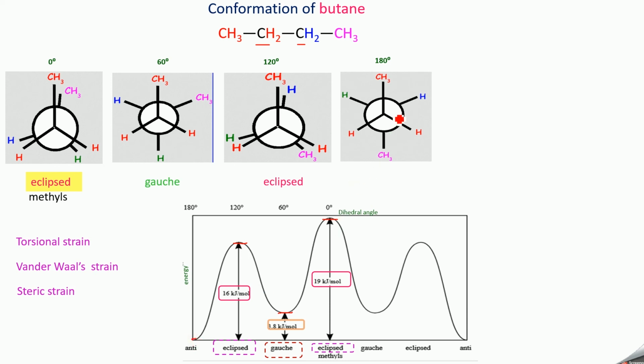So at 180 degree we are getting this form where this CH3 and this CH3 are opposite to each other, they are anti to each other, and this form we call a staggered form. And here there is no torsional strain, no van der Waals strain, no steric strain, because these bulky groups are very far away from each other. So no strain is there, so potential energy is minimum, very less. 0, almost 0, and so this is a highly stable form and it is called a staggered form at 180 degree.